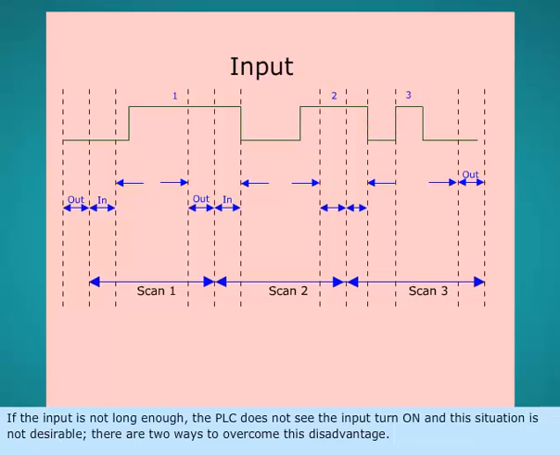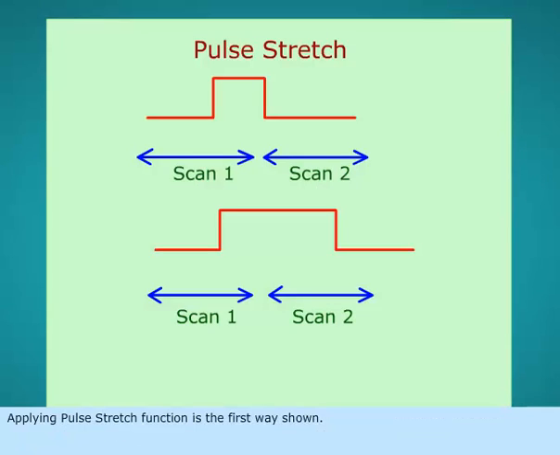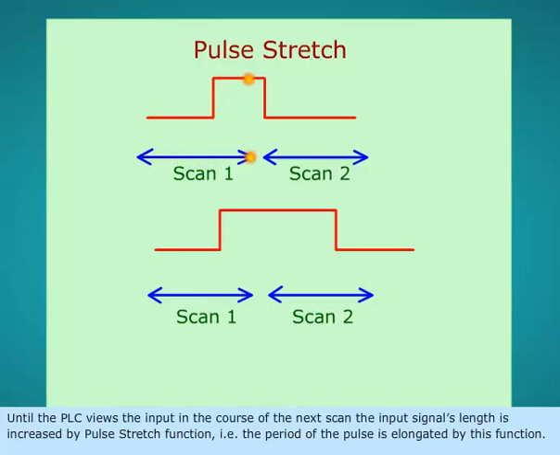If the input is not long enough, the PLC does not see the input turn on, and this situation is not desirable. There are two ways to overcome this disadvantage. Applying the pulse stretch function is the first way shown. Until the PLC views the input in the course of the next scan, the input signal's length is increased by the pulse stretch function. That is, the period of the pulse is elongated by this function.